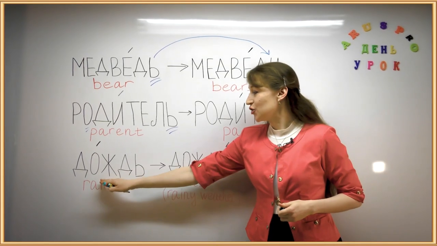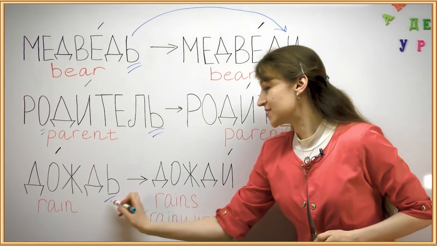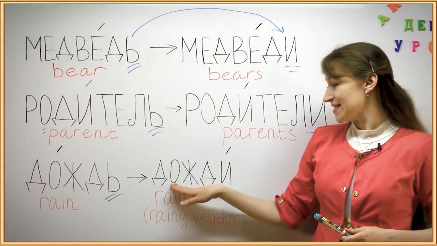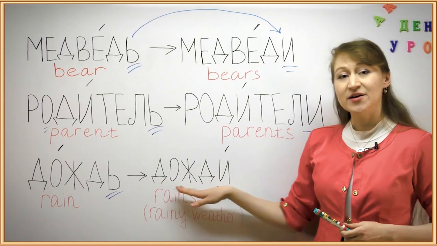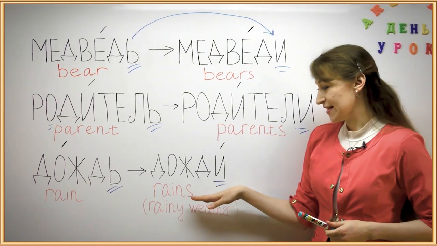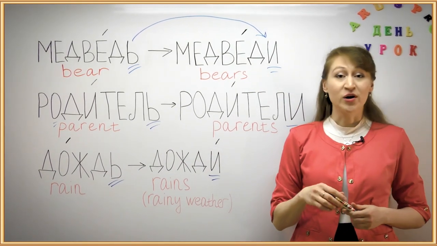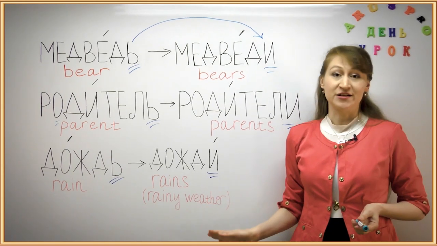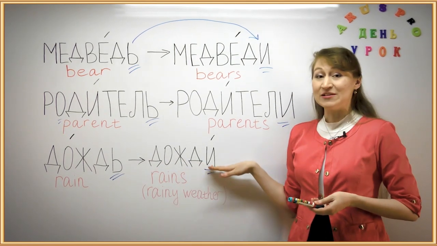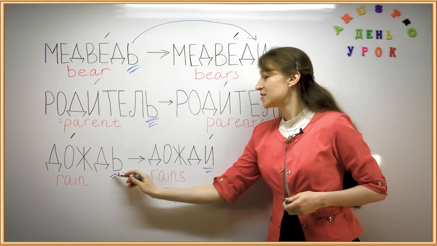Next example. Дождь. Plural. Дожди. Again, the soft sign changed to и. Here, again, you can see the unstressed о. So we pronounce this word as дождь, дожди. It may sound weird when you translate it into English. Rains, because in English you don't use the word rain in the plural form. However, in Russian it means rainy weather. So if you have rain repeatedly every day, we say дожди. Great! These were examples of masculine nouns ending in a soft sign.